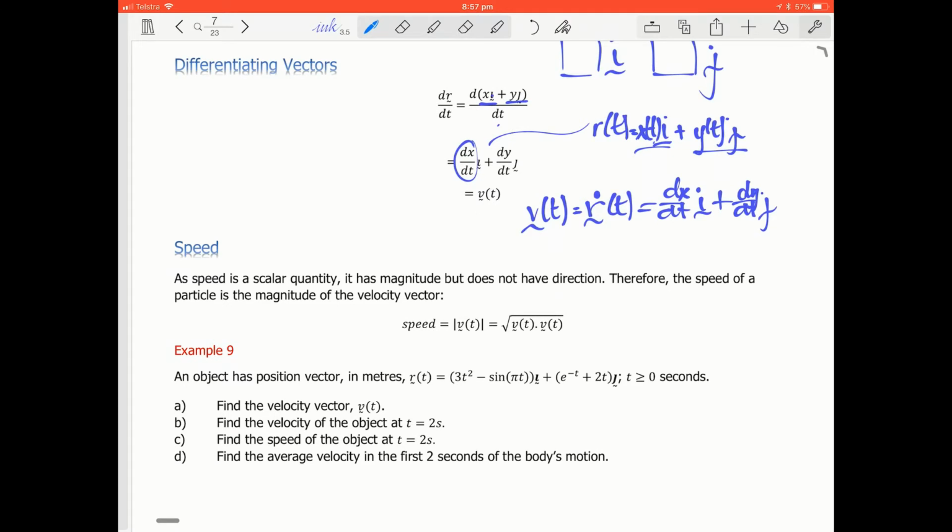Speed is a scalar quantity, so if we've got our velocity vector, we dot it with itself and then square root it, so we find the magnitude of it, and that will give us our speed, remembering that it is a scalar quantity, so it doesn't have direction. And when you dot them together, that'll get rid of any vectors that you have existing in the vector. It'll make it become scalar.